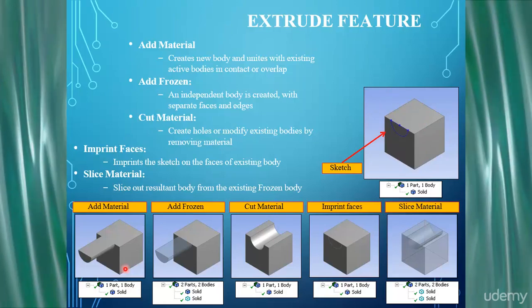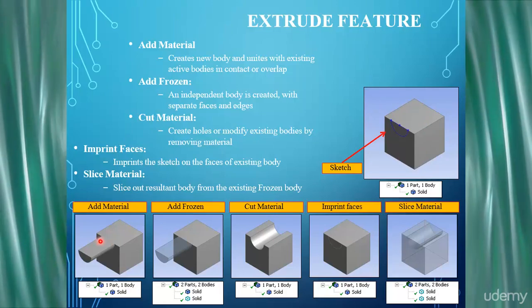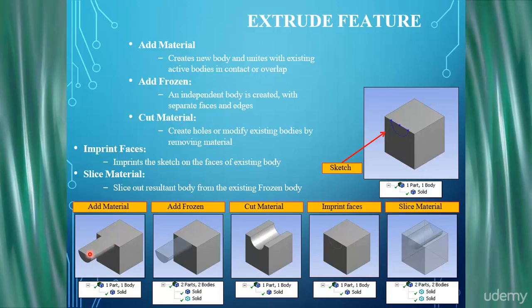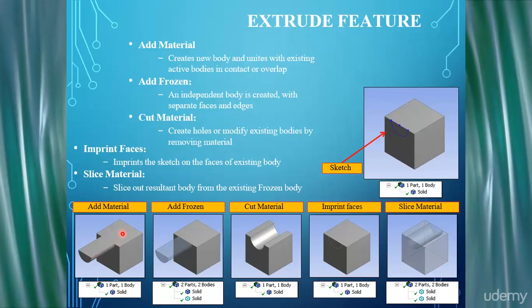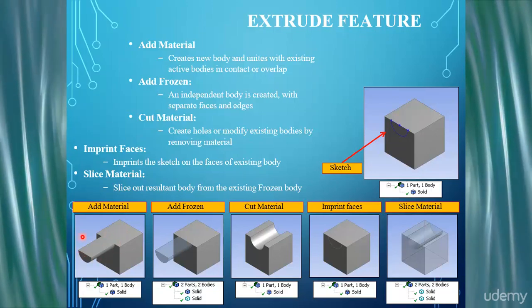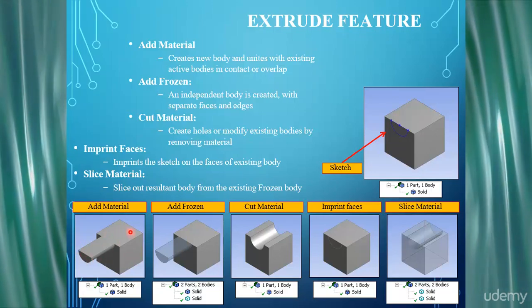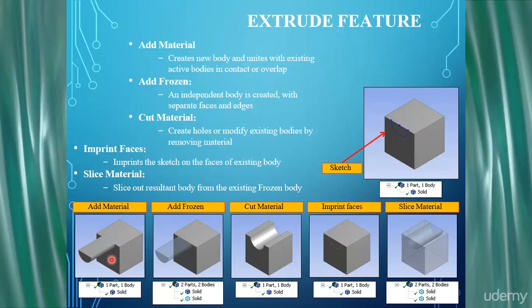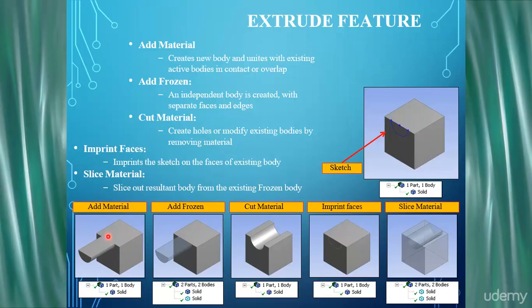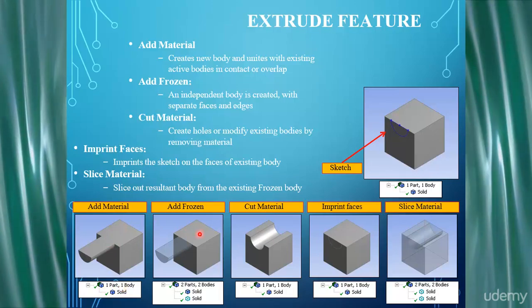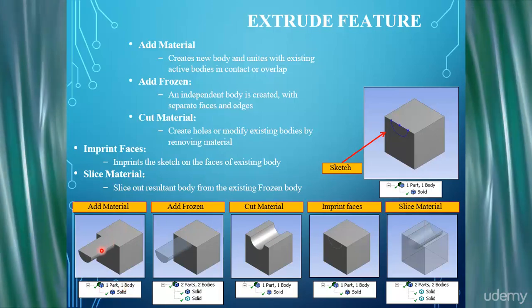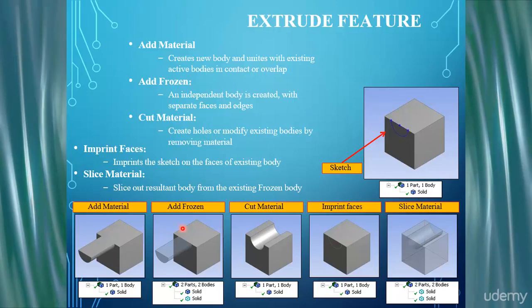So the first operation then, if we add material, this will create a body, and because we're adding material and the original body is also an active body, then it will automatically agglomerate with the original body, as it can be seen here on the left hand side. So we end up with one part, one body in this case. Now this is because we've got coincident faces essentially on these two bodies.